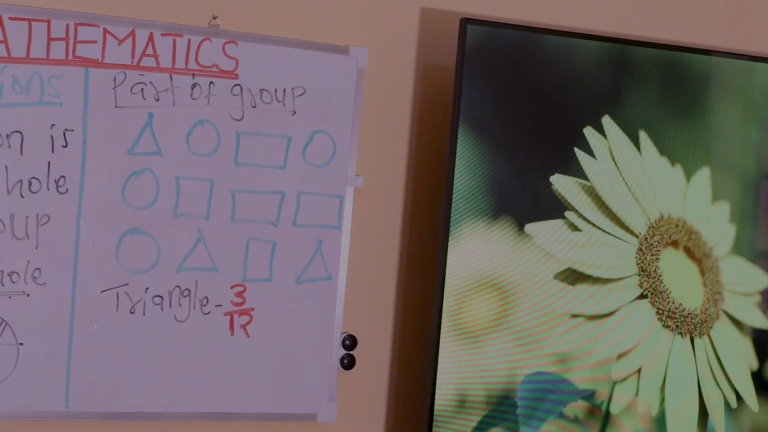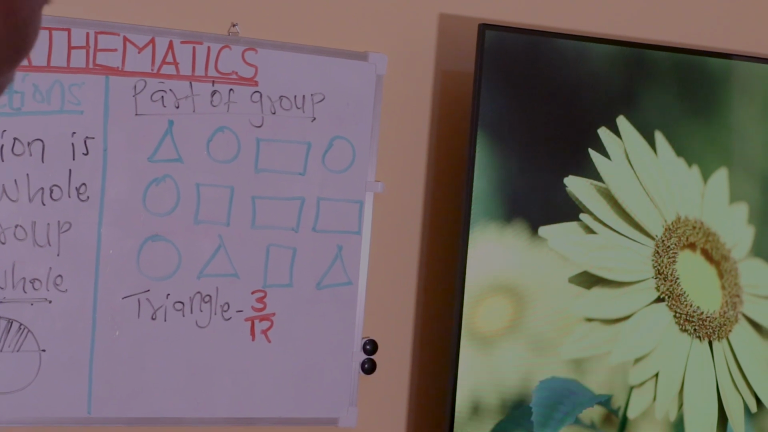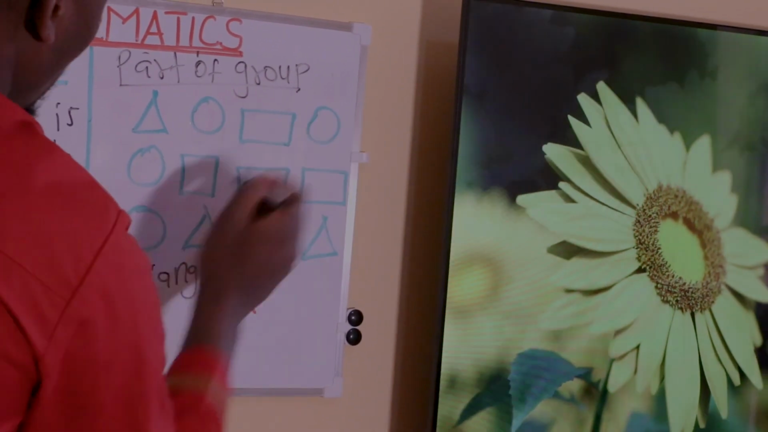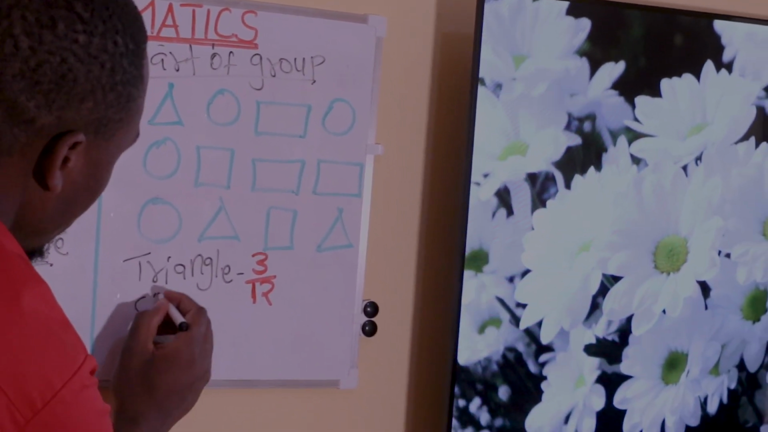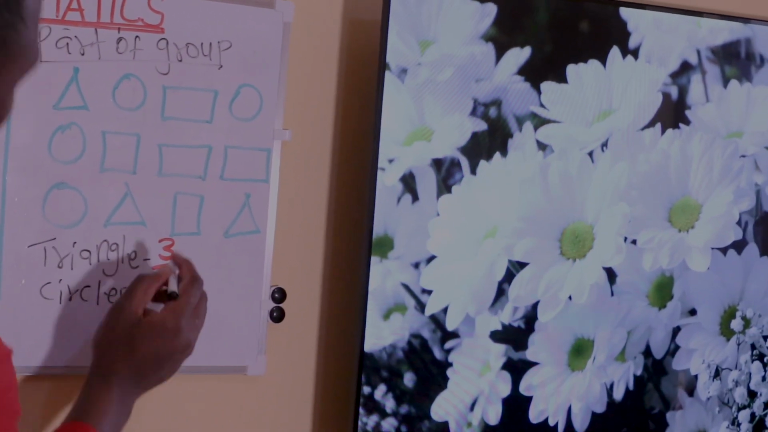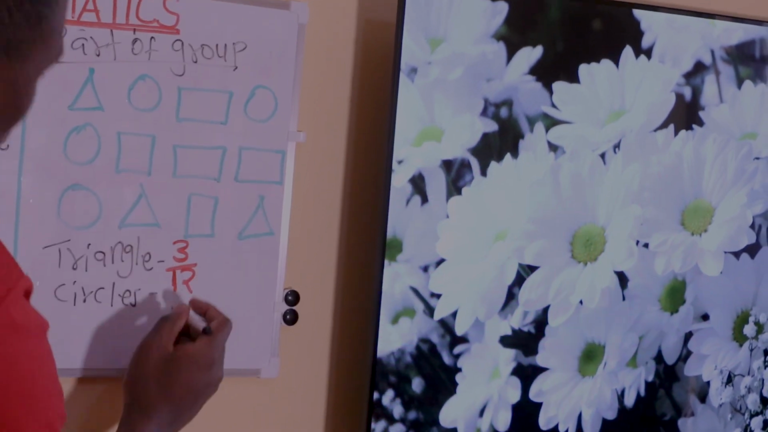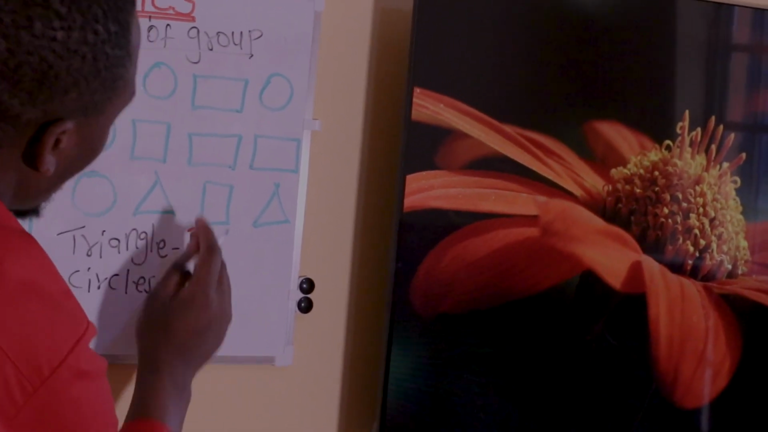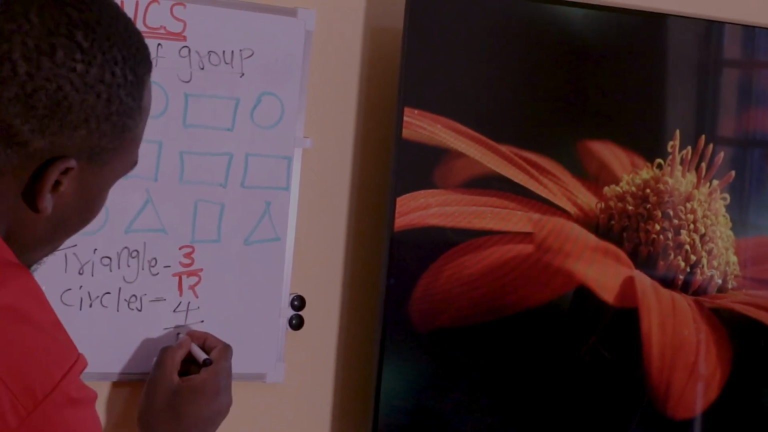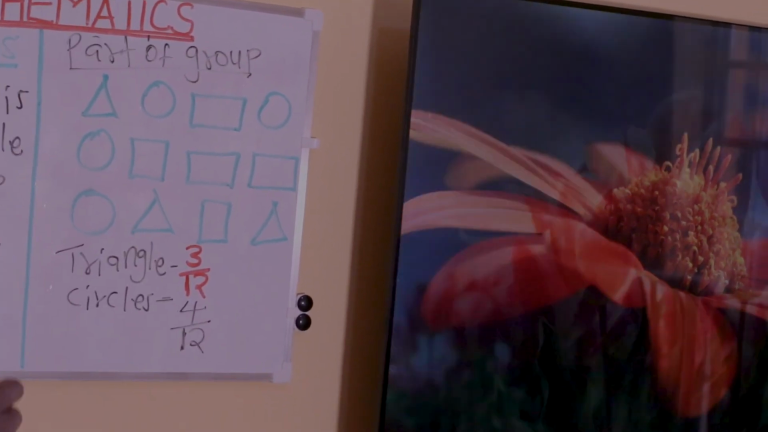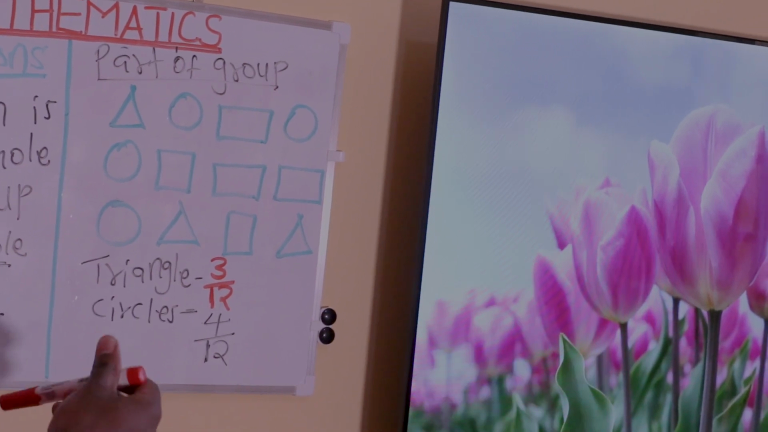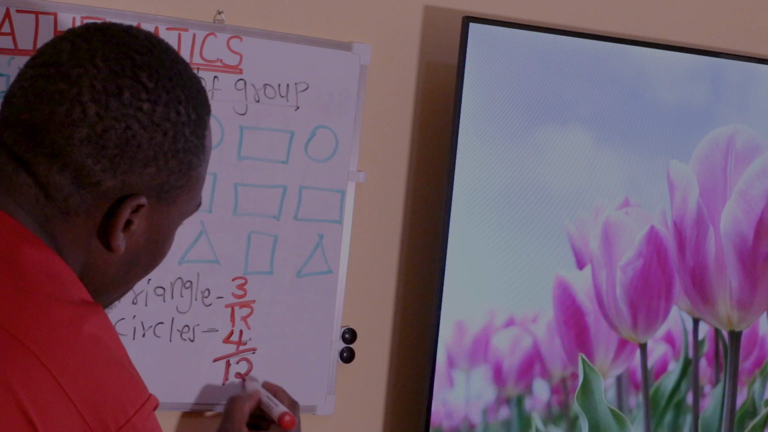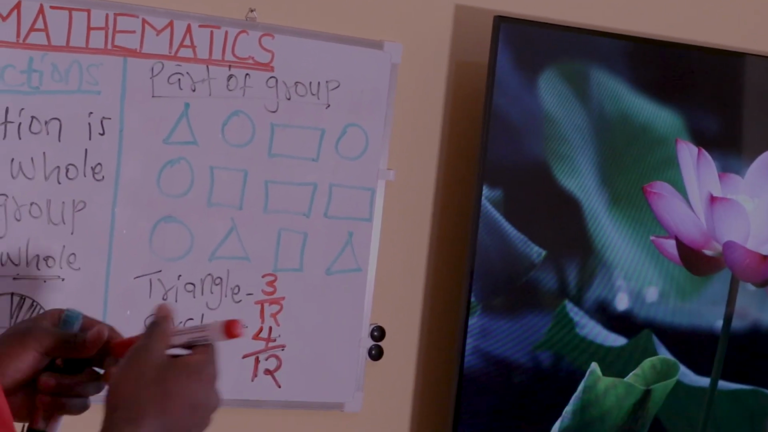You can also find out the fraction of circles. What is the fraction of circles? 1, 2, 3, 4. Out of this total group of shapes, we have 4 out of how many? Out of all of them, 12. So we have 4 out of 12 circles. Let me put it in a different pen so that you can see well. 4 out of 12.